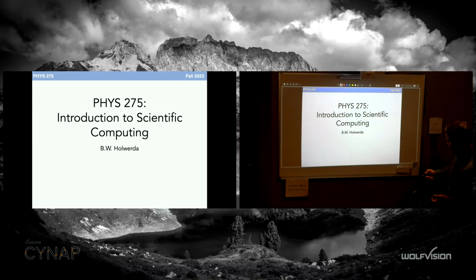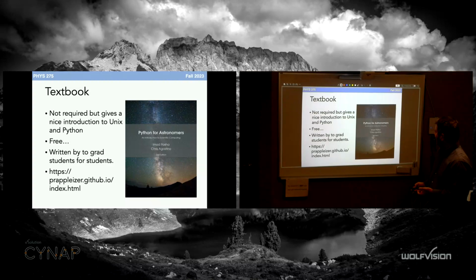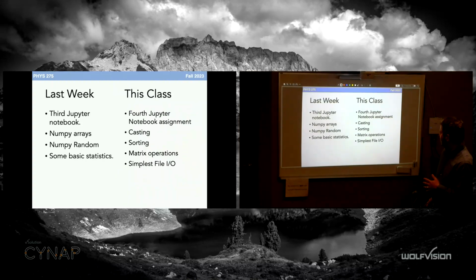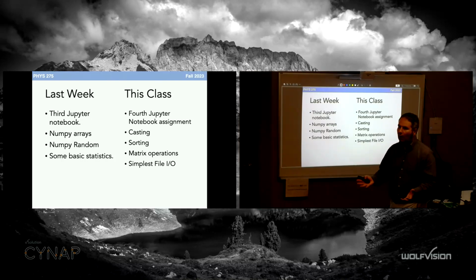So let's switch this on. You'll notice this, so we did the third Jupyter Notebook. We now know what a NumPy array is. We're quite comfortable with that. We're quite comfortable with NumPy random, so we can populate an array, so we can make our own data. But what happens if we want to actually get other people's data?